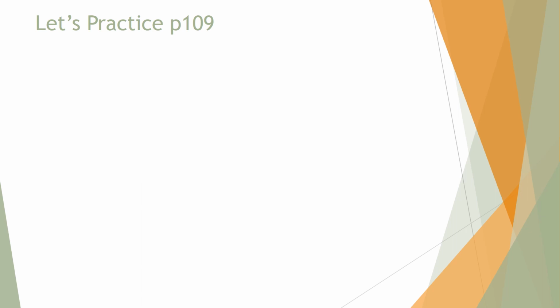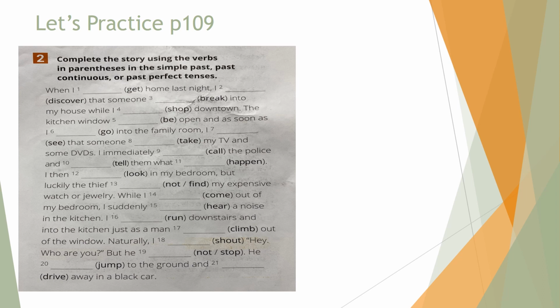Let's practice. Page 109, which is the same page as the grammar that we just looked at. Let's use this little fill in the blanks activity. So it says, complete the story using the verbs in parentheses in the simple past, the past continuous, or the past perfect. Right, now what you're going to do, stop this video, take a pen and pencil, or if you have your book, take your book and try to fill in the blanks, and you're going to change the verbs to use the simple past, the past continuous, or the past perfect. So please do that now. Stop the video, and then when you're ready, start the video again, and I will go through the answers.